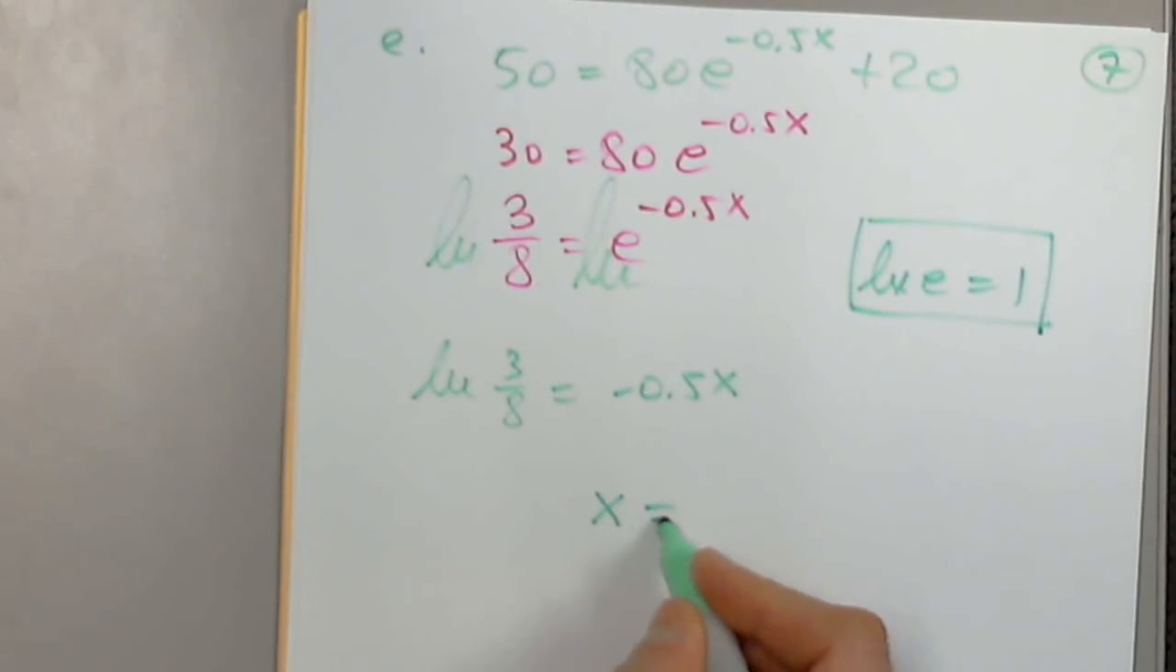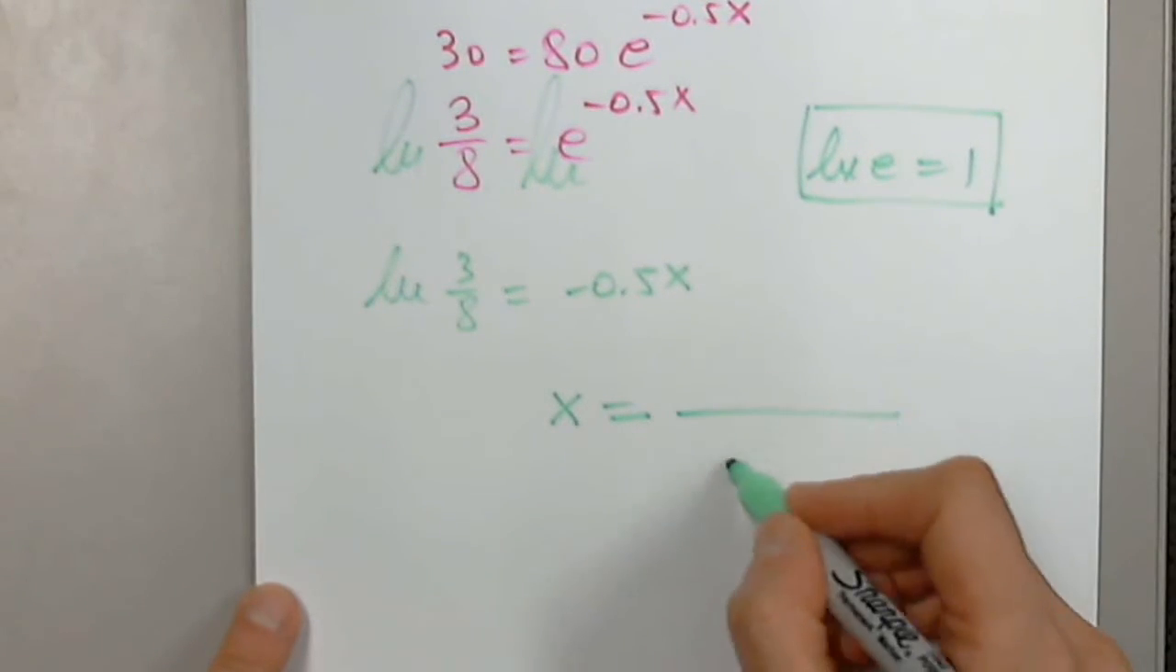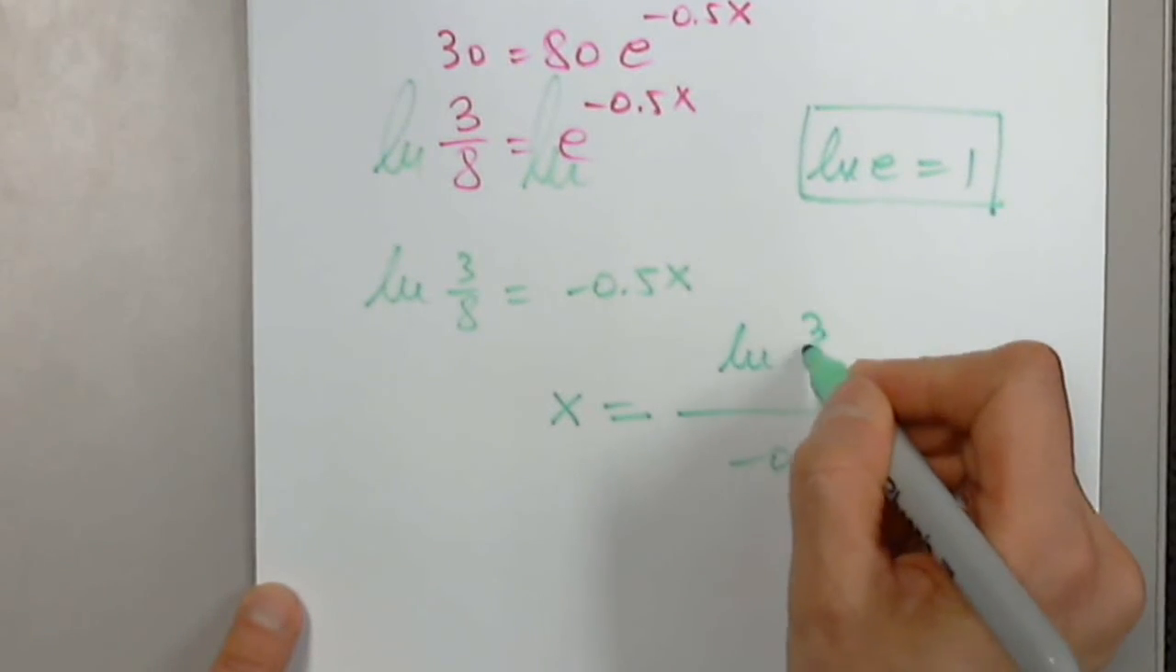So from here, what do I do to both sides to get x by itself, because that's my target? How many weeks will pass until the information that I originally had 100% in my mind drops to 50%? So what do I have to do? Divide both sides by negative 0.5. Of course.